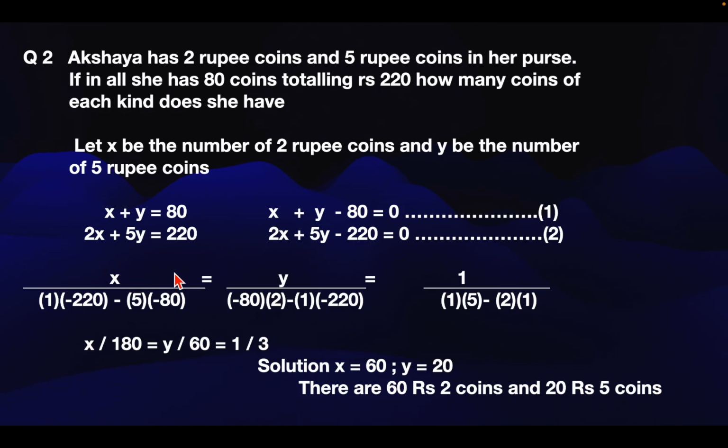It's simple only. x upon 1 multiplied by this number minus 5 multiplied by minus 80 is equal to y upon minus 80 into 2 minus 1 into minus 220 is equal to 1 upon 1 into 5 minus 2 into 1. Directly I have written it, but to be on the safe side, you can do the arrows so that you don't make any mistake. Simplify this, and you get the value of x as 60 and y as 20. So there are 60 2 rupee coins and 20 5 rupee coins.